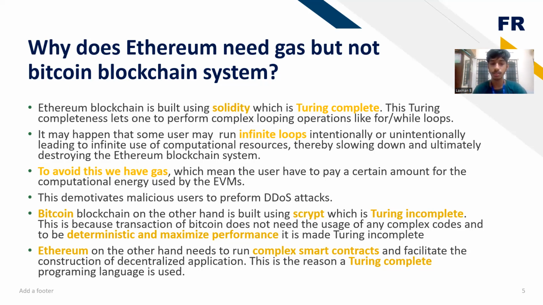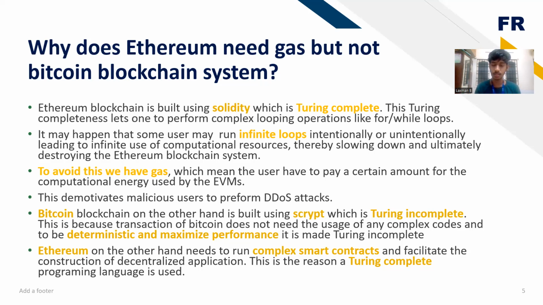a programming language called Script, and Script is a Turing incomplete language, which is a stack-based programming language. As we know, in Bitcoin we need only simple transactions, that is, a transfer of money from person A to person B. For that, we don't need any complex or fancy code for transferring an amount from person A to person B. However, the objective of Ethereum is totally different.